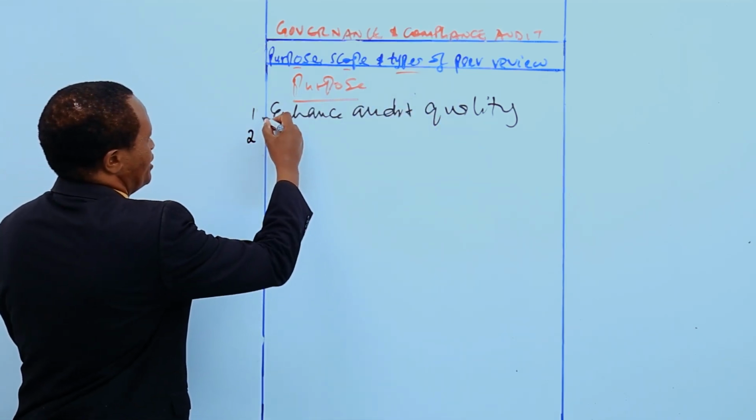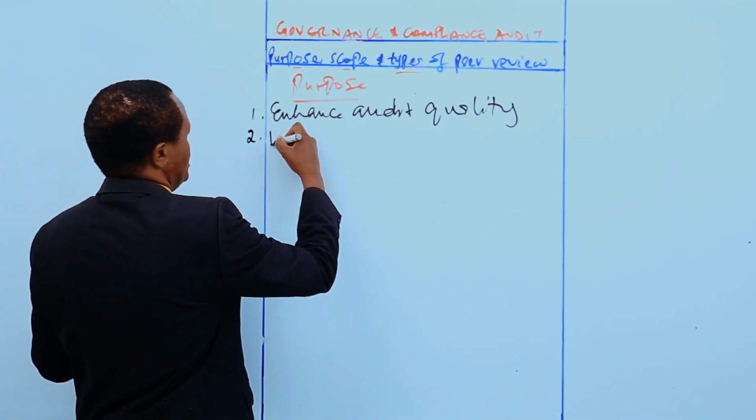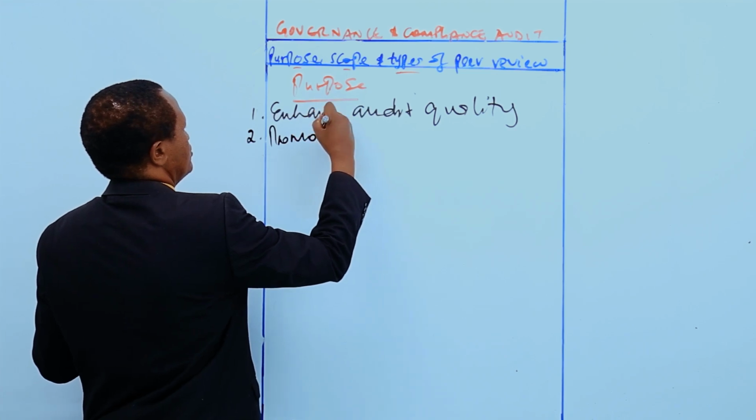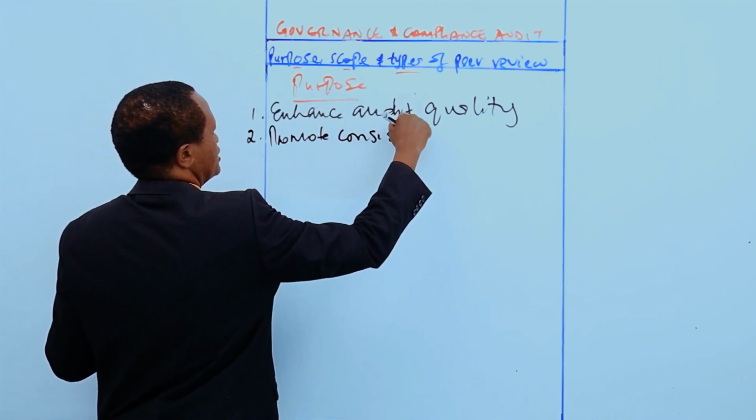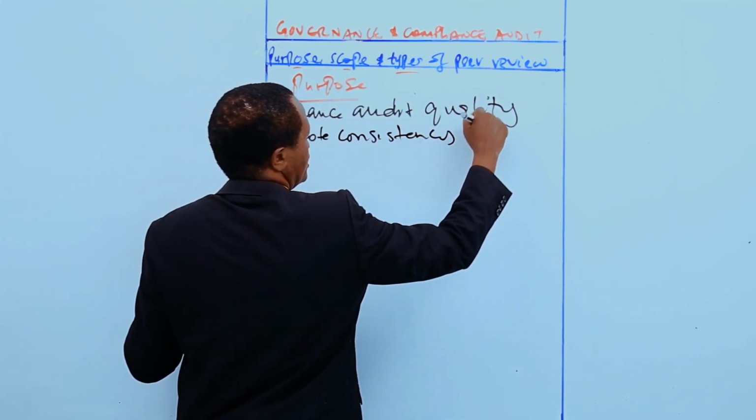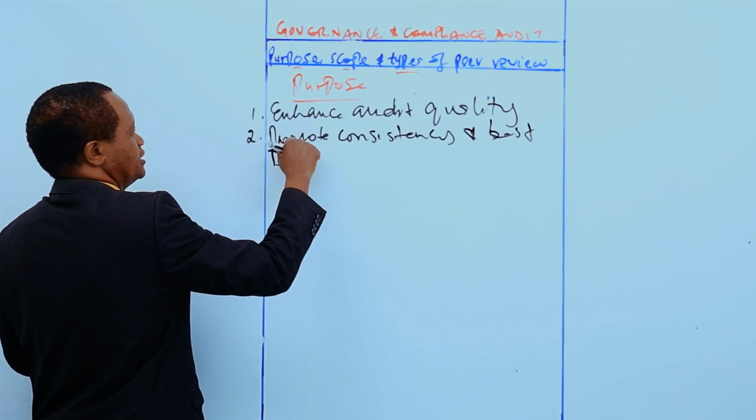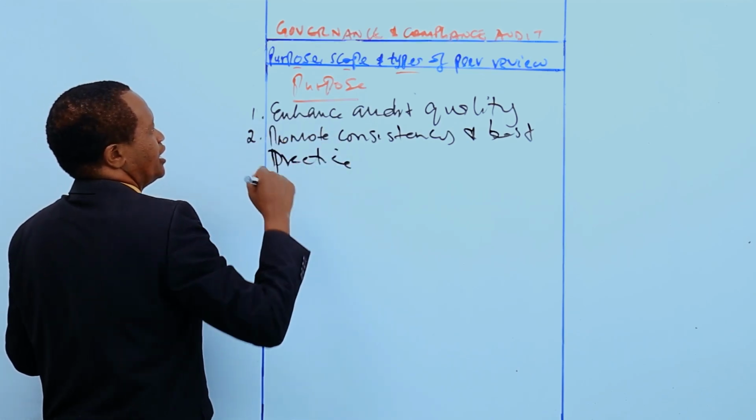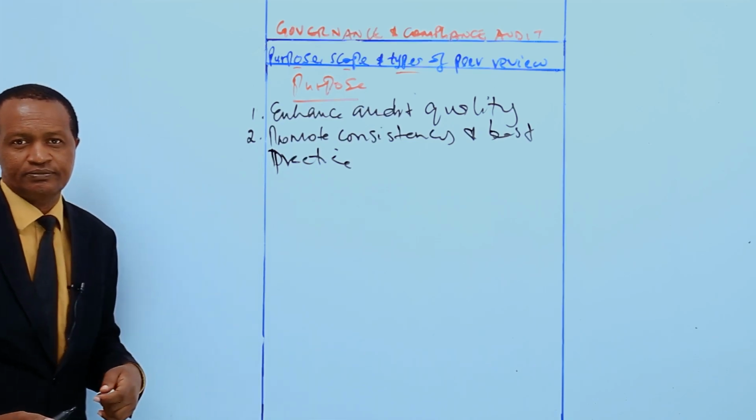Now, the second purpose of peer review is promoting consistency and best practice. And how does peer review promote consistency and best practice?